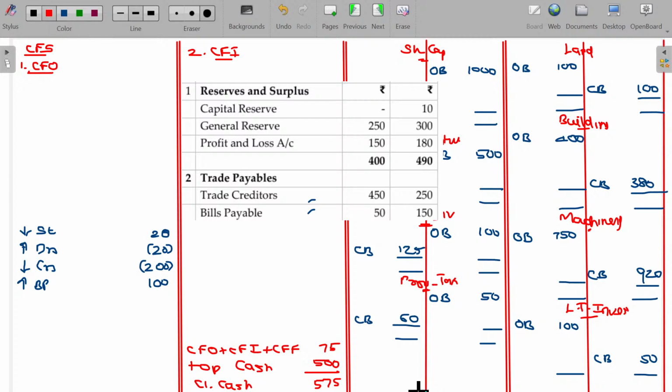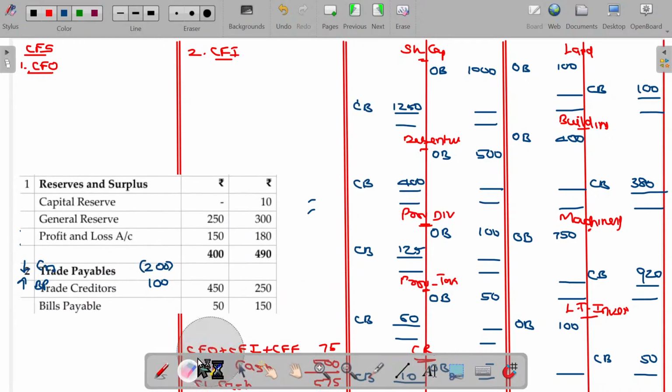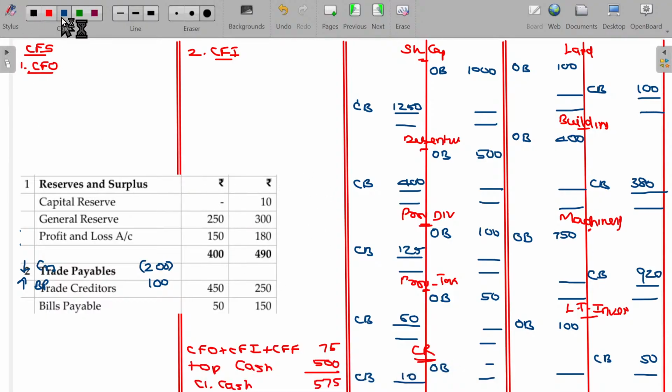Now we have the capital reserve. Capital reserve, in the opening we don't have any balance. Closing balance being 10. General reserve account can also be opened. Instead of opening, I may post directly. 250 in the year beginning becomes 300.